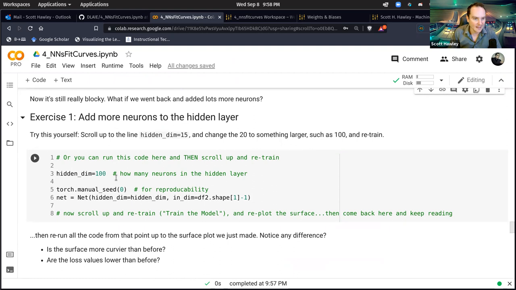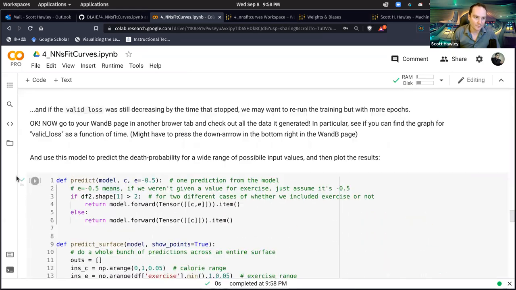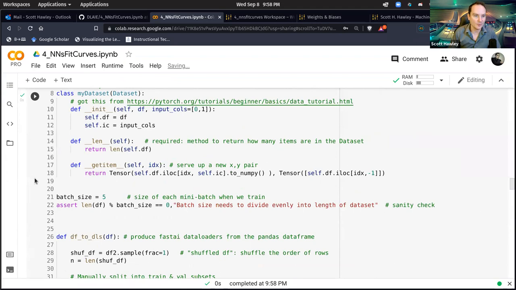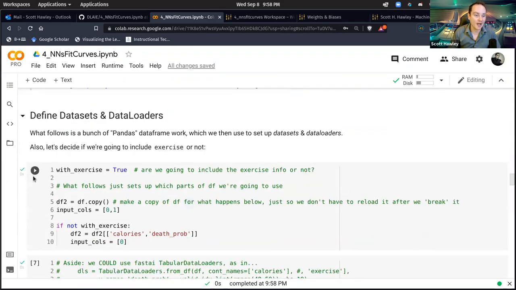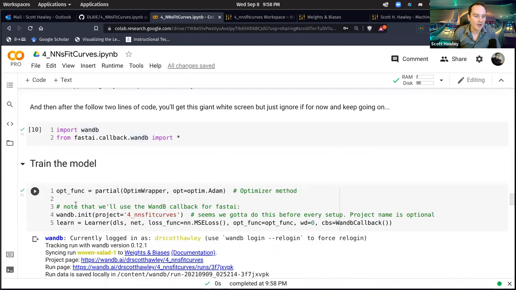So I actually went ahead and did that here. I went ahead and redefined the net. So all you have to do is scroll back up to the part which says train the model. Not all the way up there. We don't need to do the data sets. We're going to train the model.